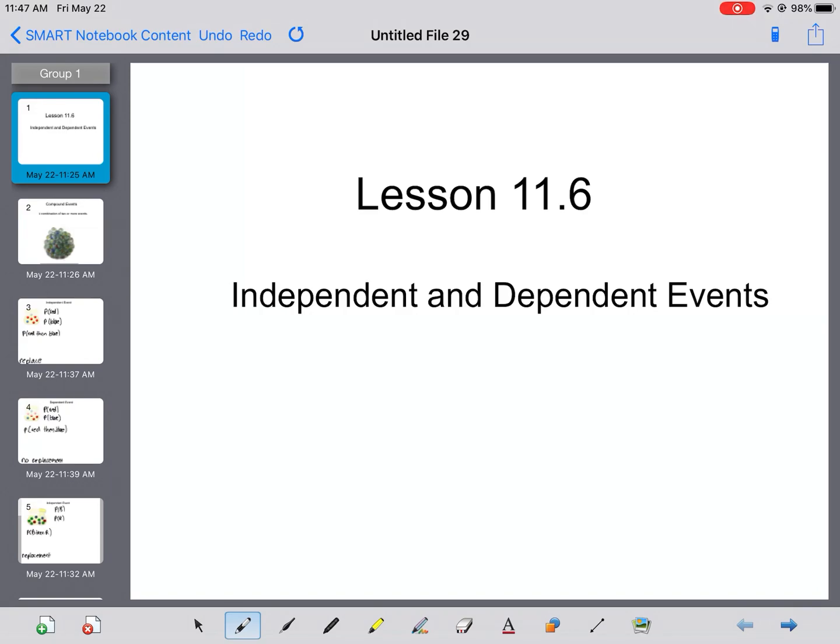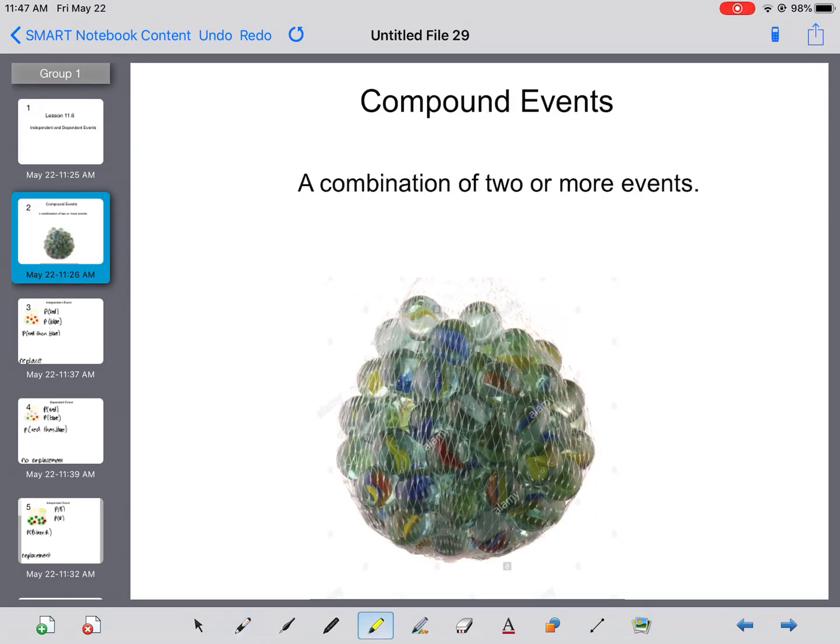Morning, grade 7. Today we're moving on to lesson 11.6, independent and dependent events. So we're learning about two different kinds of events that both fit into one category. Independent and dependent events both fit into what we call compound events.